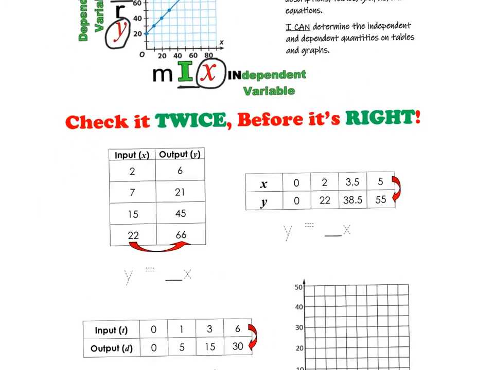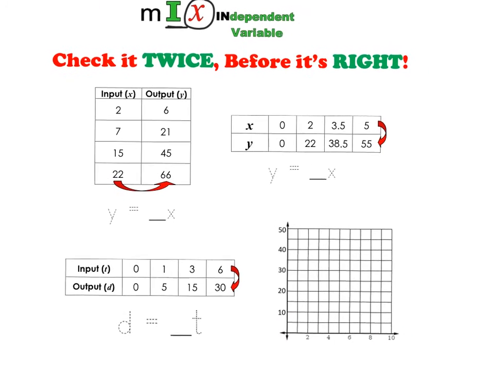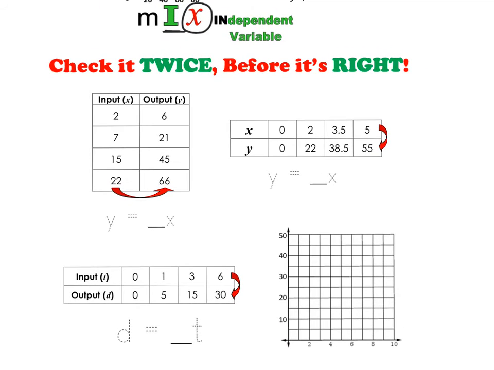So we are going to be given a table and we're going to find a rule, but we're going to follow this riddle. We're going to check it twice before it's right, okay? And that's important because sometimes we don't necessarily know what to do with the first one here. So we need to ask ourselves, how do we get from 2 to 6? Now we could say add 4 or we could say times 3. That's why we're going to check it twice.